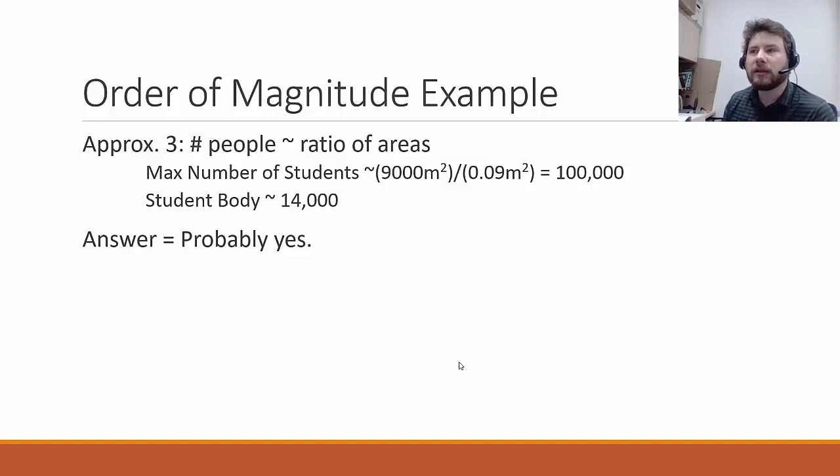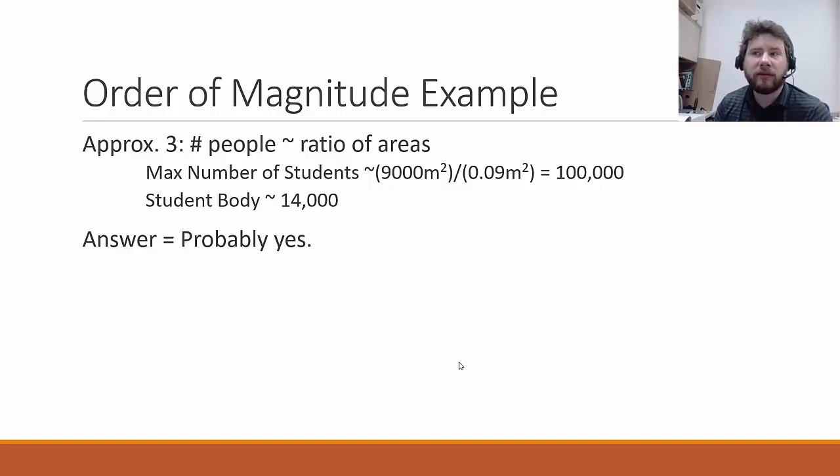It's ignoring things like maybe some personal space, and the actual problems with crowds and how they interact and all those sorts of things. But roughly speaking, you can do a nice simple calculation like that, and then you come up with roughly 100,000 people could fit in that way. The student body is around 15,000 students at this point. So yeah, you probably could fit everybody inside of there.